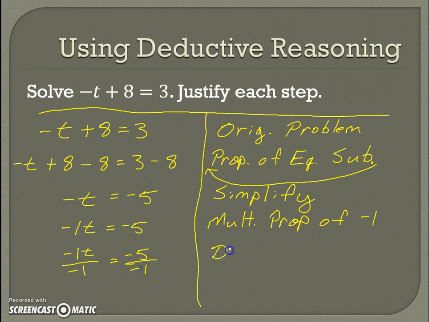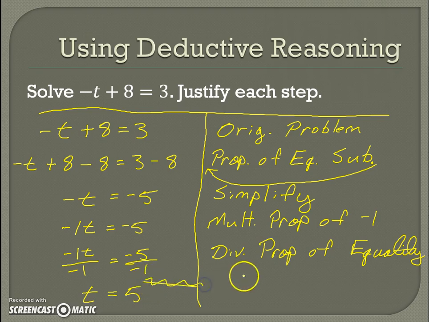And this is the division property of equality. And then from here I simplify, and I'm left with t equals 5. Your reason for that, or your justification, would just be to simplify.